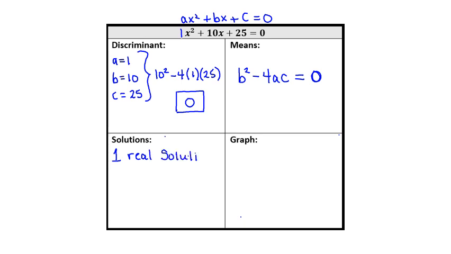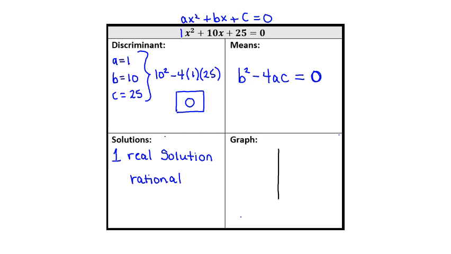And it also tells me that the solution is rational. Rational really basically means that you're either going to get a whole number or you're going to get a fraction. That's all that kind of really means. All right. How does this look on the graph?